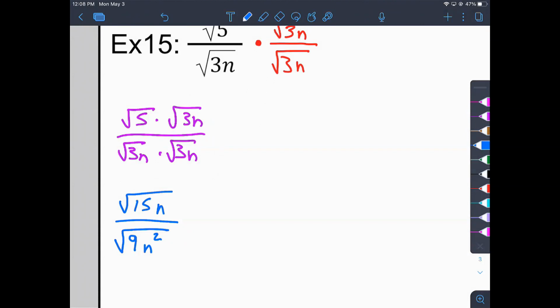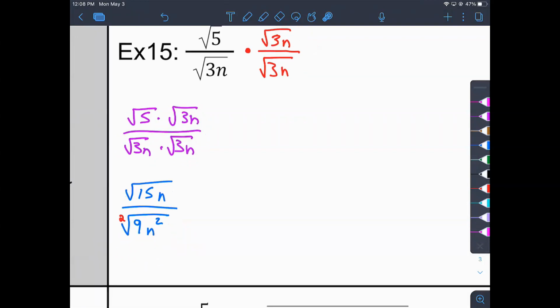Now, we already did the square root of 9. Oops, we already did the square root of 9, and it was a 3. What about the square root of n squared? Well, remember, this is an index of 2, and my exponent matches that index, which means I get an n to the outside. So in the end, this is root 15n over, well, square root of 9 was 3, and n squared, square rooted, they undo each other, I get an n. So 3n on the bottom. There we go. Let's try it again.